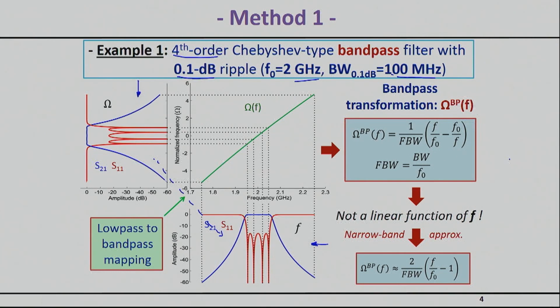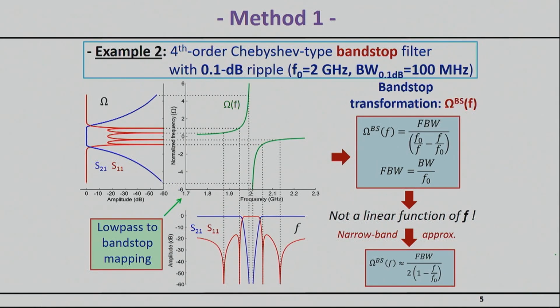The frequency transformation for a band pass is the one shown right here, and this is something you can find in several books. But I do want to warn you that this is not a linear transformation. If you look at this green curve right here, you realize that this is not exactly a line, but it's approximately a line if your bandwidth is pretty narrow. And in this case, it's pretty narrow: 100 megahertz at the center frequency of 2 gigahertz. In case you're doing that, you can use this approximation down here, which is a linear approximation.